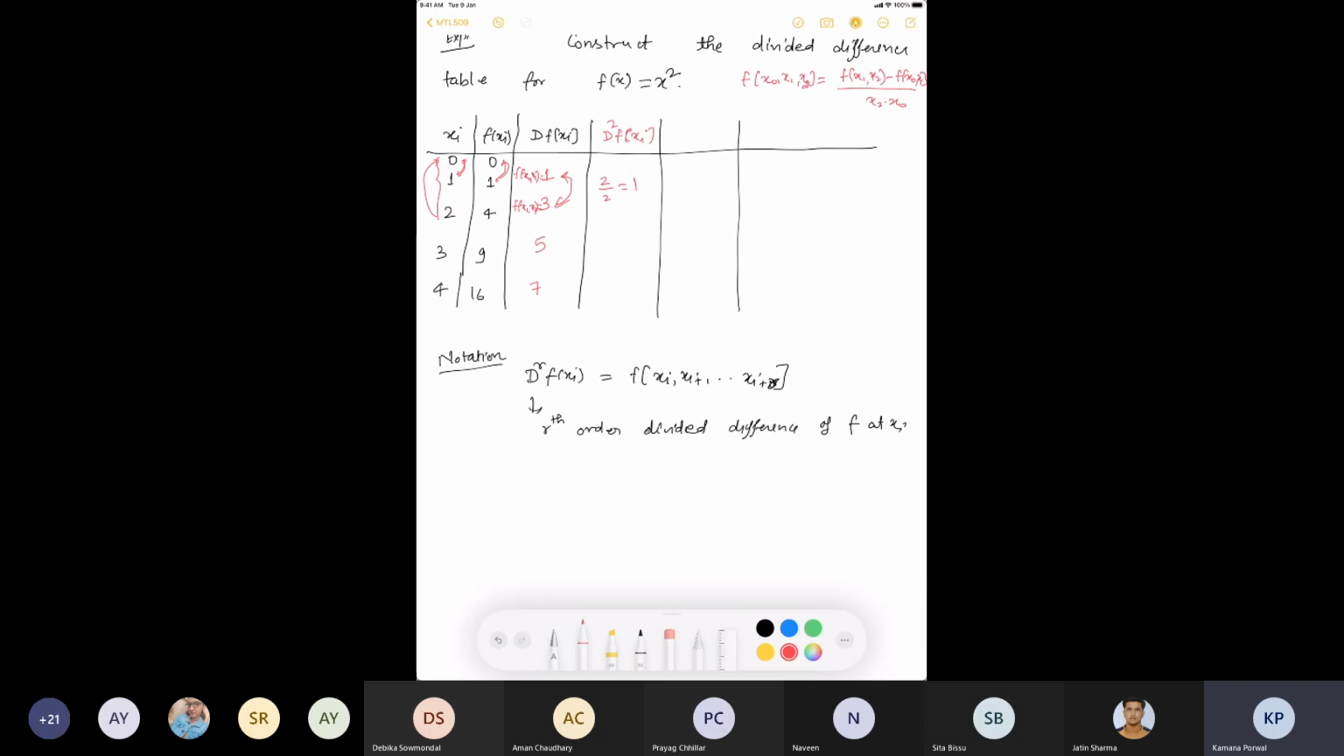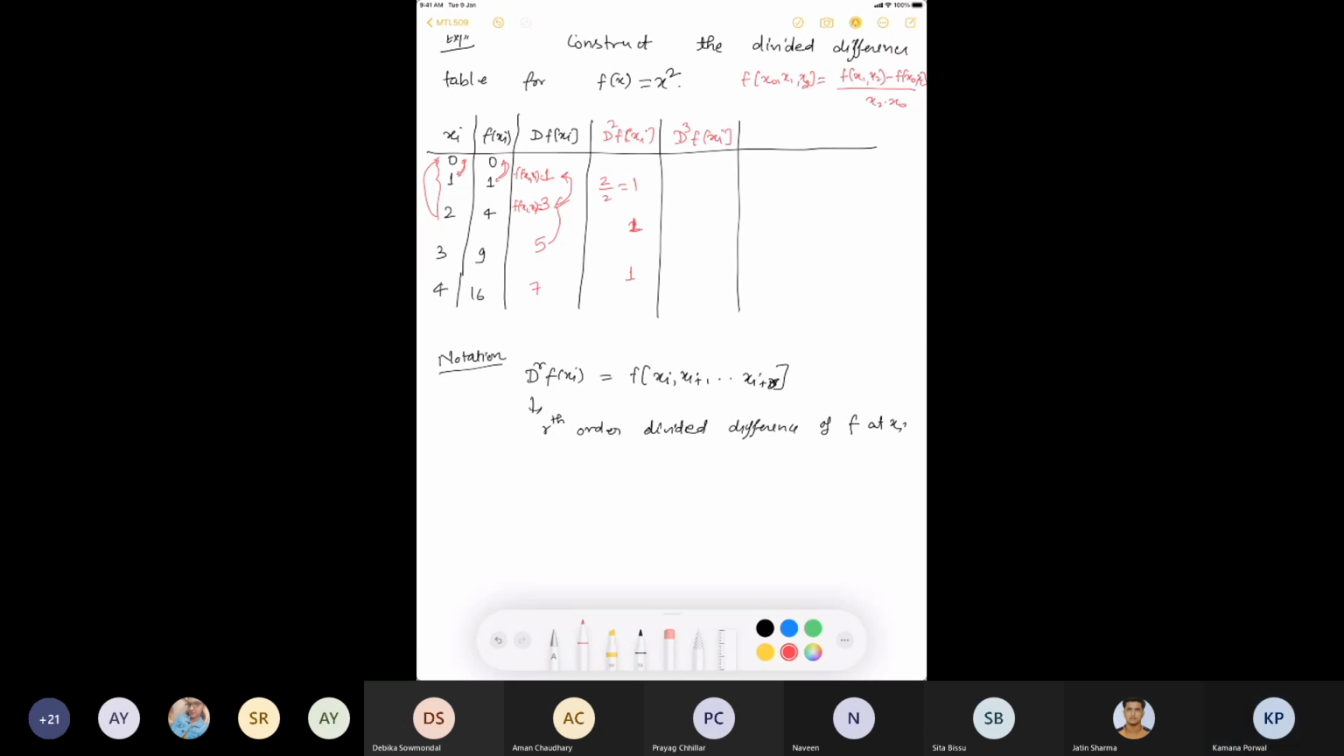So I'm just going to repeat that. So 5 minus 3, 2, divided by 2, so this will be 1 again. And then again, here also you will get 1. Okay, so now you can find the third order divided differences.